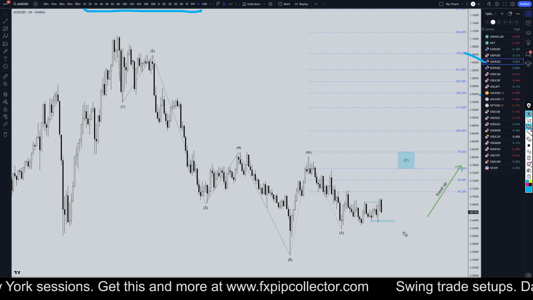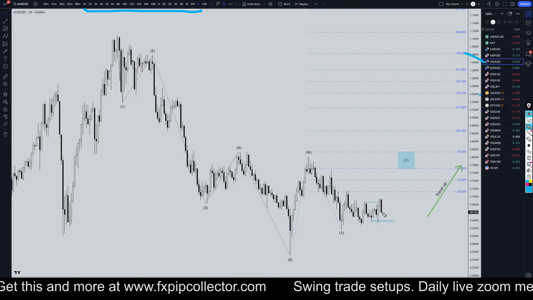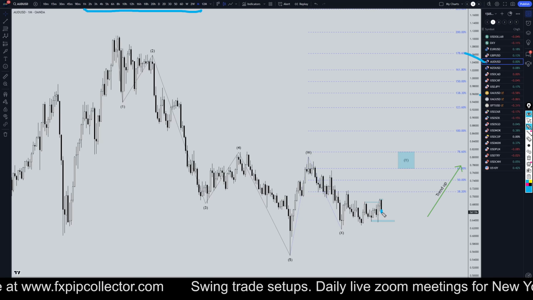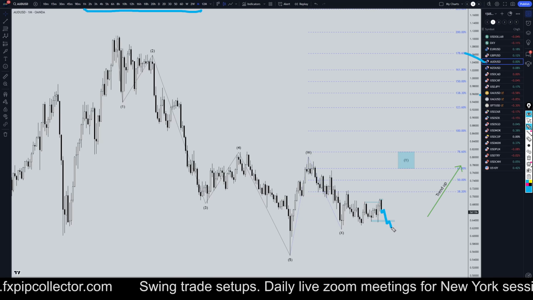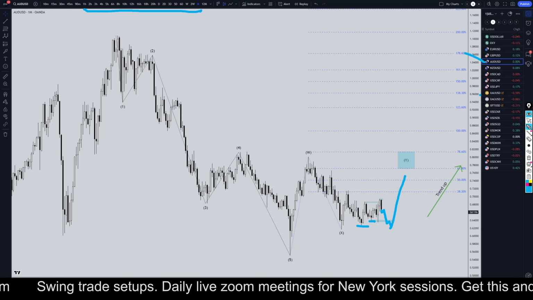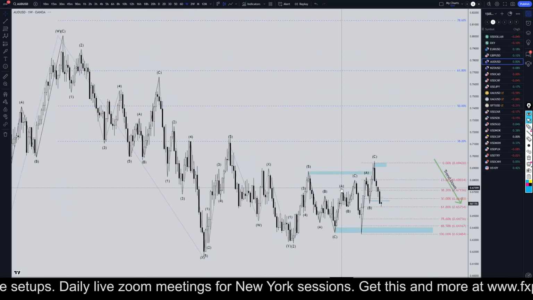So the Aussie dollar had a very strong move to the downside so far this month. It'll be interesting to see how this monthly candle closes, but as of right now, it does look pretty bearish. It looks like it's probably going to go down, retest these lows before we really do get that move to the upside. So let's take it down to the weekly time frame.